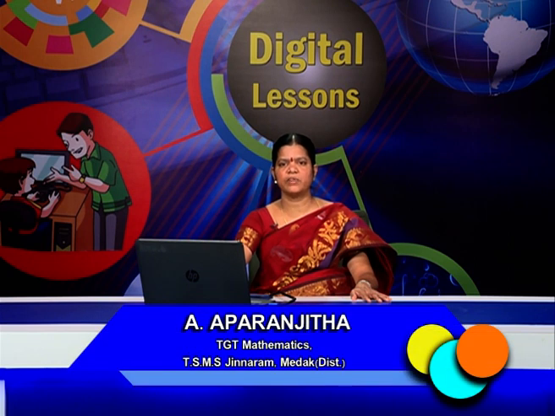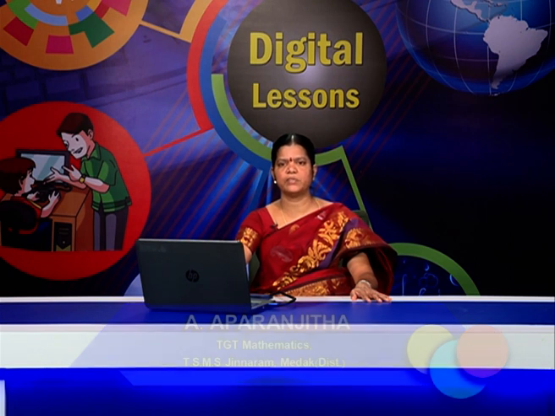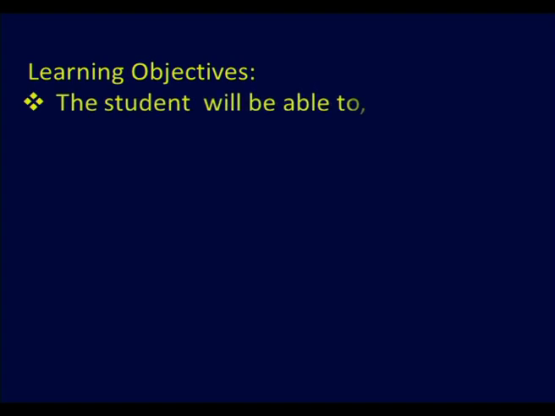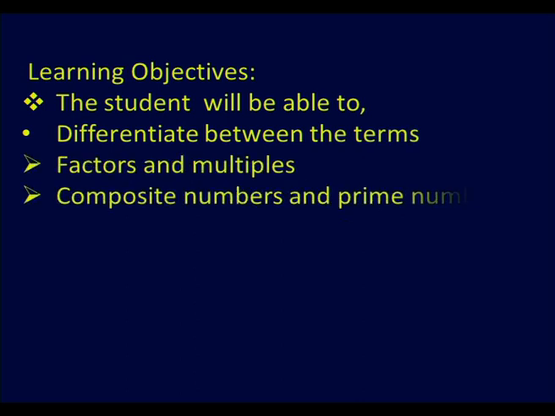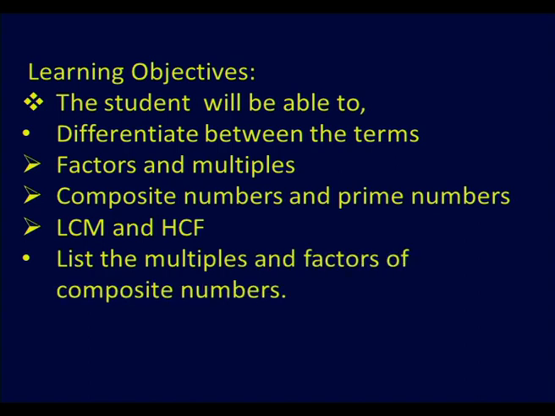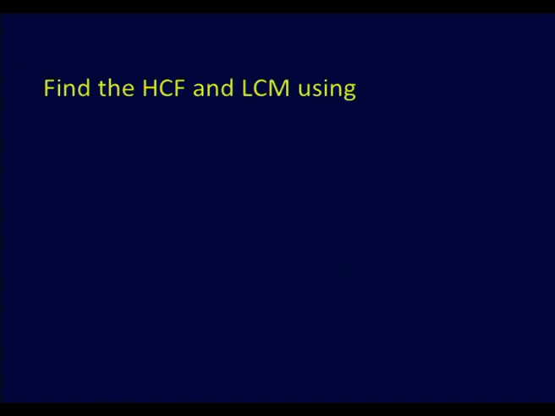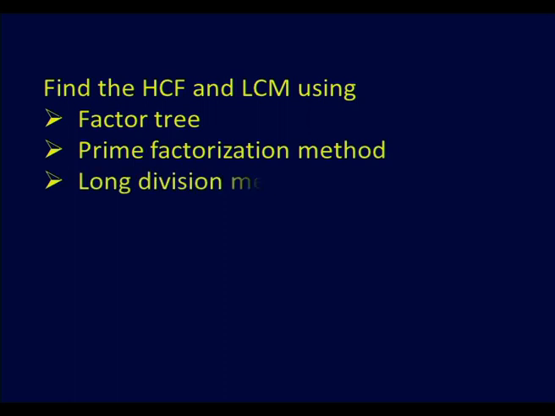In the last session, we have studied about the divisibility rules. See the learning objectives of today's classes. The student will be able to differentiate between the terms factors and multiples, composite numbers and prime numbers, LCM and HCF. List the multiples and factors of composite numbers. He will also be able to find the HCF and LCM using factor tree, prime factorization method and long division method.